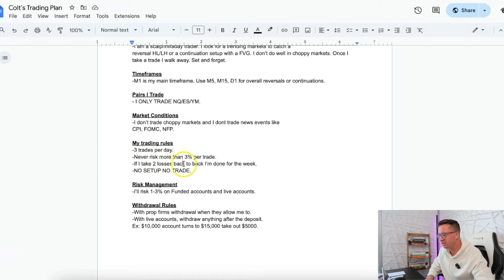If I take 2 losses back to back, I'm done for the week. No setup, no trade. This is my most important rule right here. If I don't see my trade setup, I'm not going to take a trade.